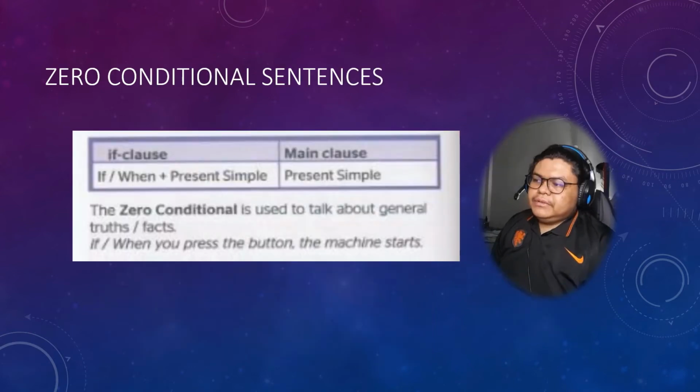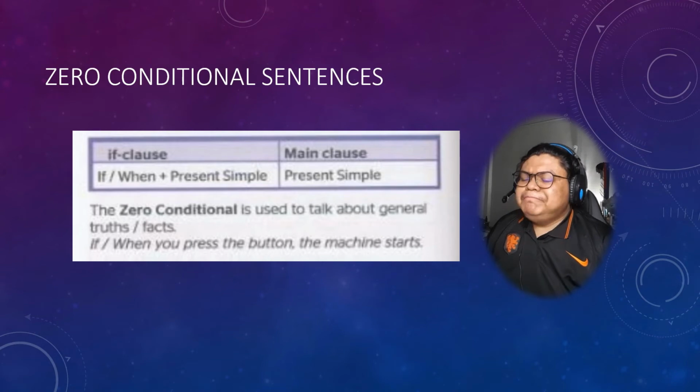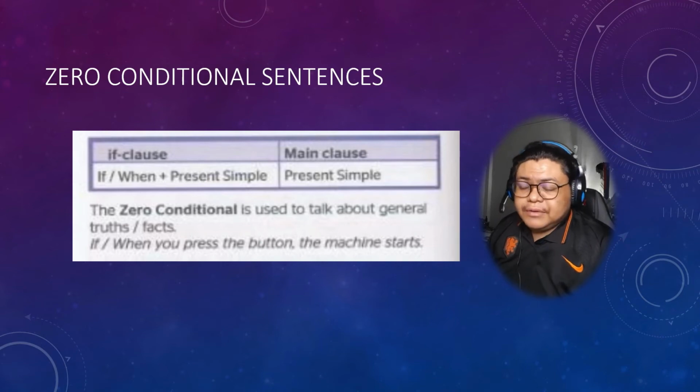Okay, so now we are going to talk about zero conditional sentence. Okay, apa dia conditional sentence ni? Conditional sentence ni maksudnya ayat yang terdiri daripada dua klausa. Okay, it has two clauses. Okay, it has if clause and also it has main clause. Okay, maksudnya dekat depan dia ada perkataan if. Okay, maksudnya ada satu condition dan diikuti oleh satu situasi.